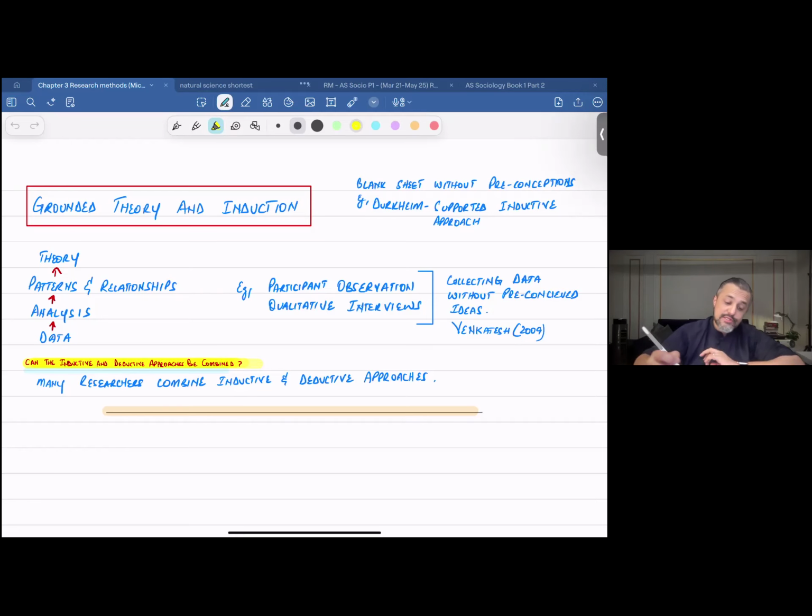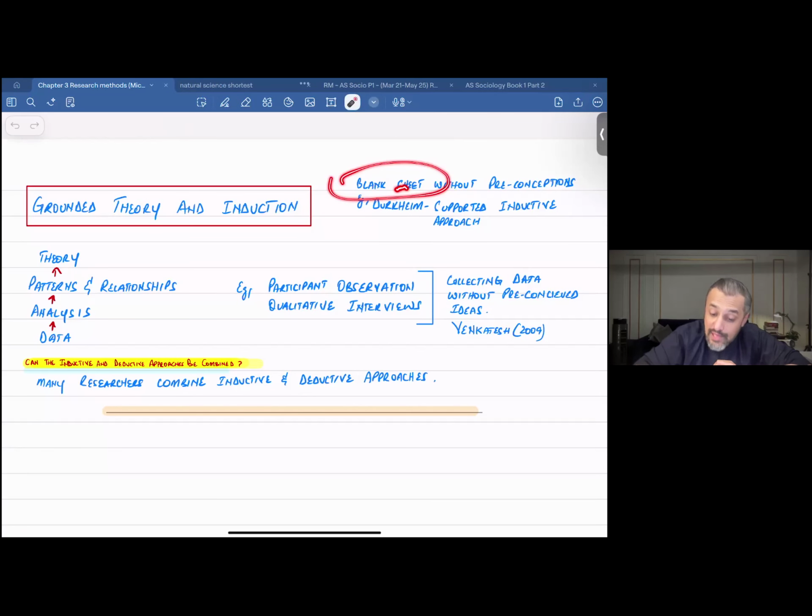So according to this grounded theory and induction approach, a sociologist should start like a blank sheet without any preconceptions. Don't bring a hypothesis or a theory in your mind. You simply start gathering data. As a sociologist, according to this idea of grounded theory or induction, you're simply expected to be collecting data.